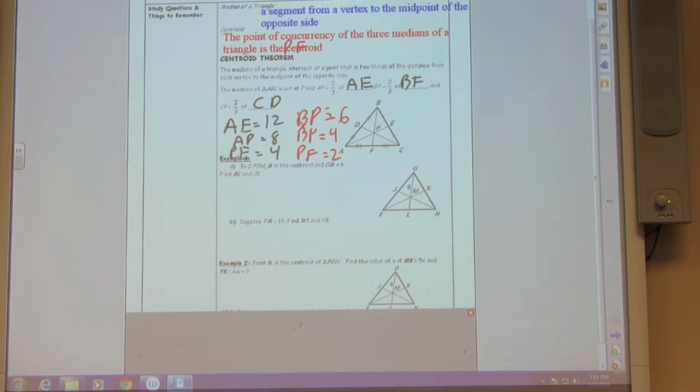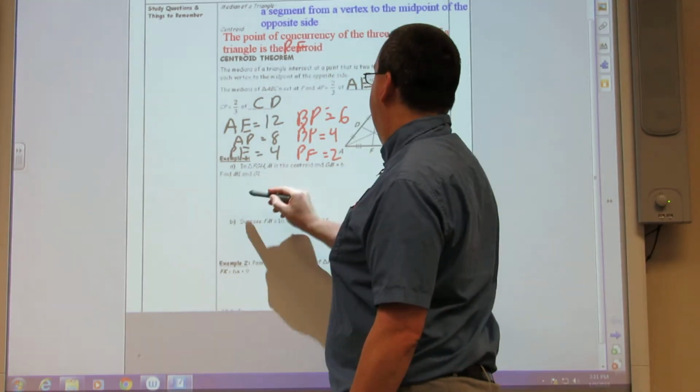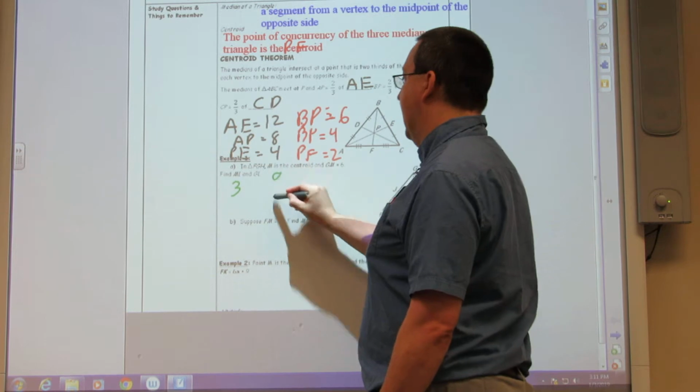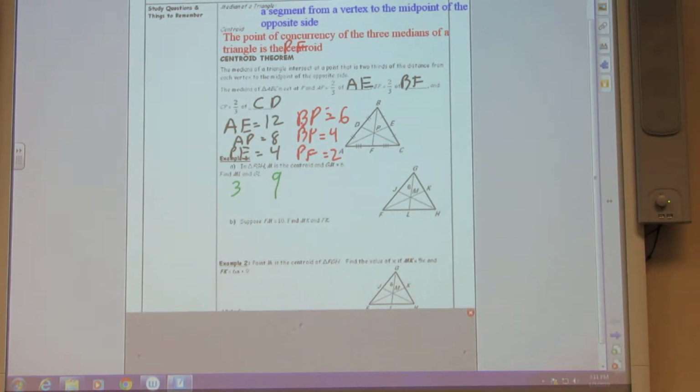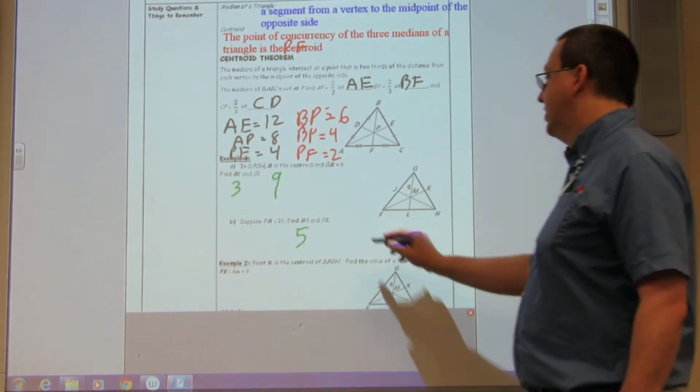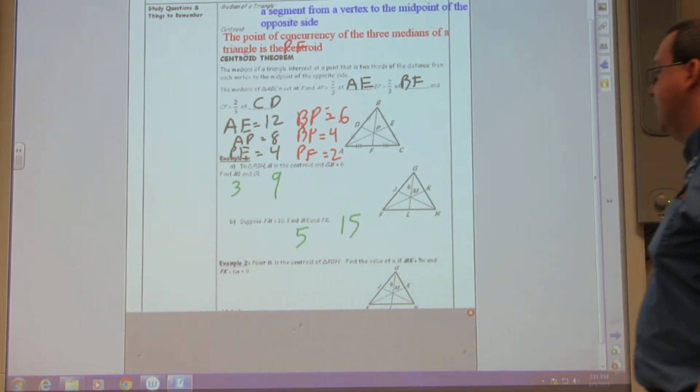So in example 1, they tell me GM is 6. GM is the middle number. So I cut that in half to get ML, and this is 3. Add those together, GL is 9. Part B gives me the same thing with FM. MK is the smaller part, so I cut FM in half and get 5. Add those together, FK is 15.